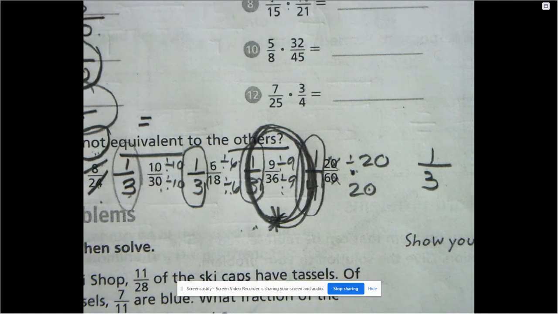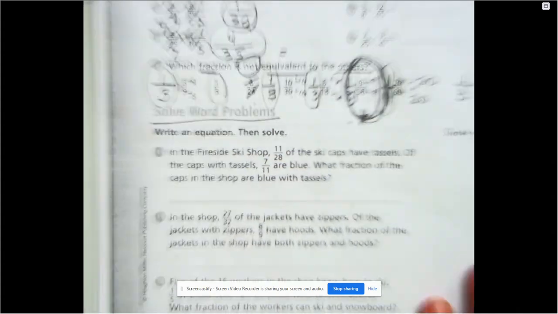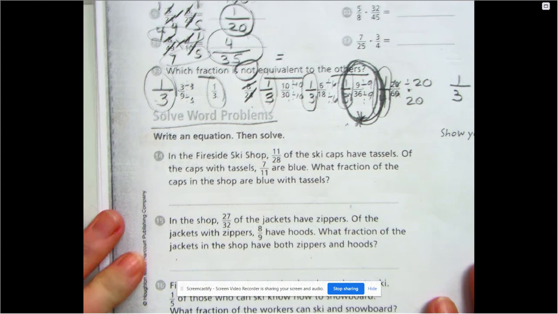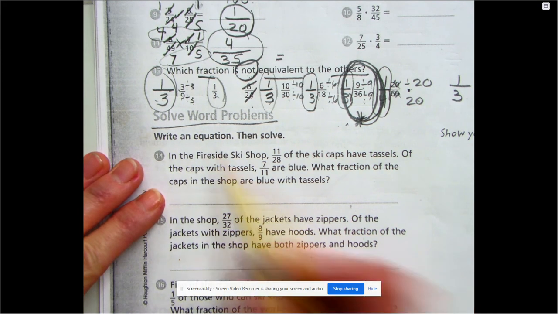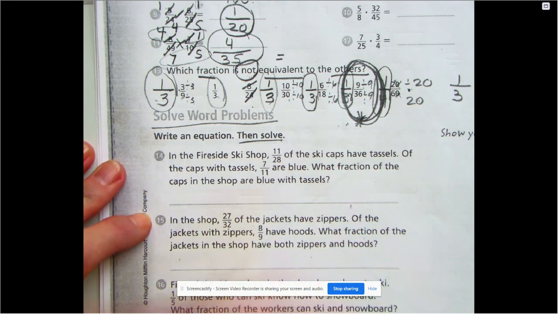We are going to look at our word problems. I'm going to go ahead and zoom out here. Remember, when we are always reading a story problem, that we are underlining keywords and numbers. So we're going to go ahead and solve. Remember that we are multiplying fractions.